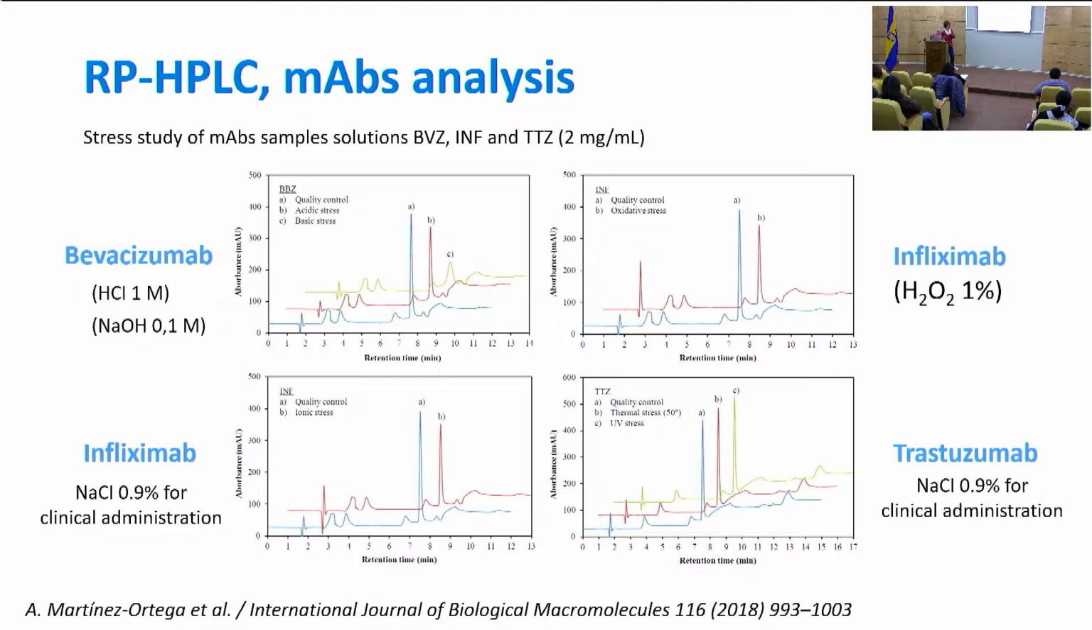Okay. So, but at the hospital, not all hospitals have this type of analysis, of control, because of the MABs' complexity.